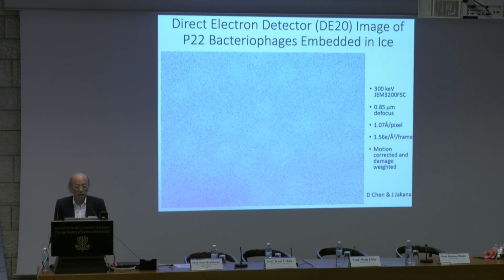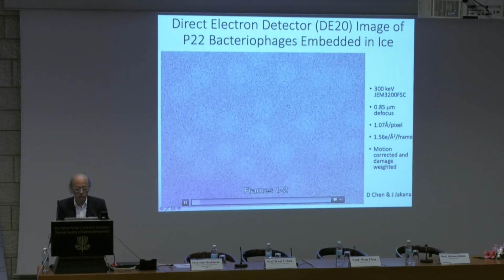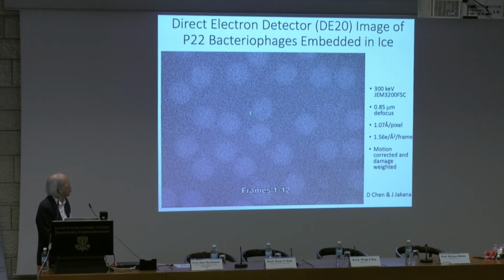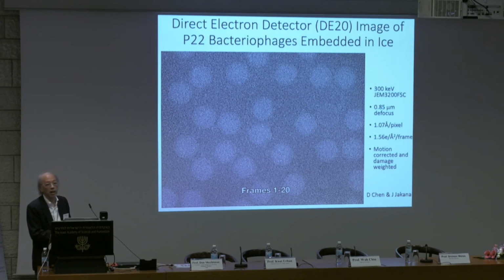Now, this is almost an invisible image because this is only the first frame. And now what I'm showing you is the multiple frames, collected by these direct detectors, which have a very high frame rate. So by adding up all the successive frames, we can see this particle with much better contrast. As more frames are added together, the contrast gets better and better.